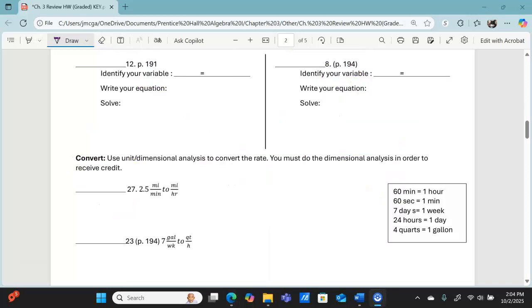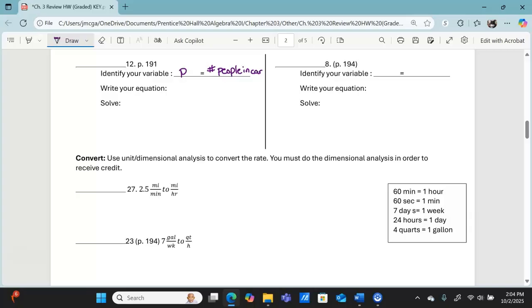Number 12 on page 191 says a state park charges an admission of $6 per person plus a $3 parking fee. Joe paid $27 for her car to enter the park. Write and solve an equation to find the number of people in her car. So the thing we're missing is the number of people in the car.